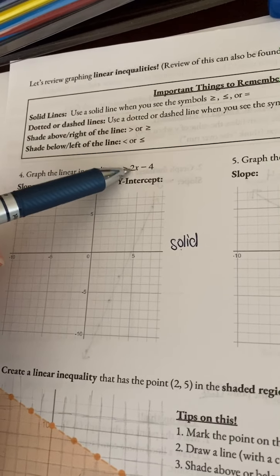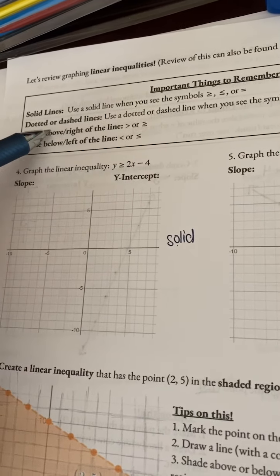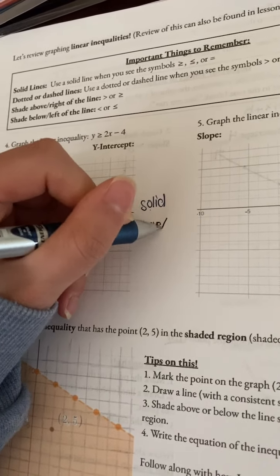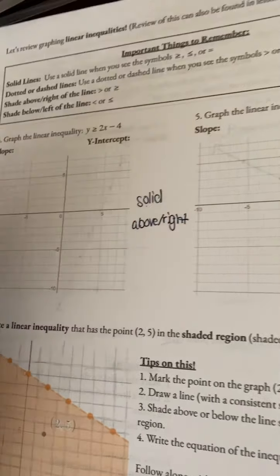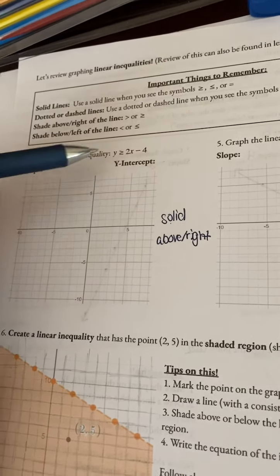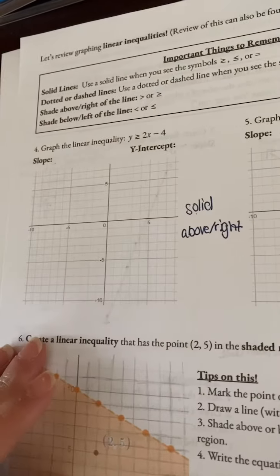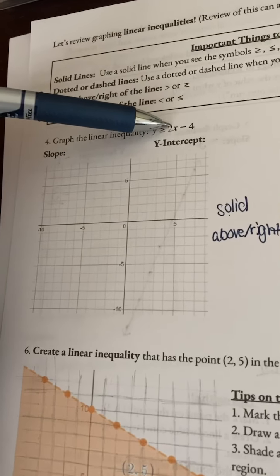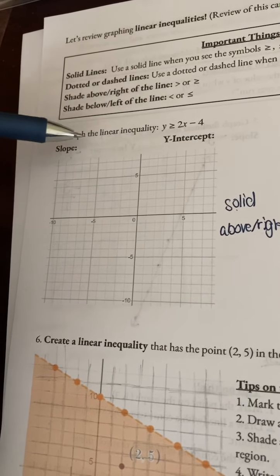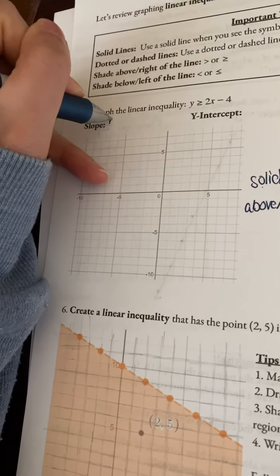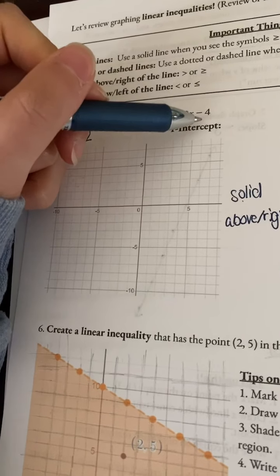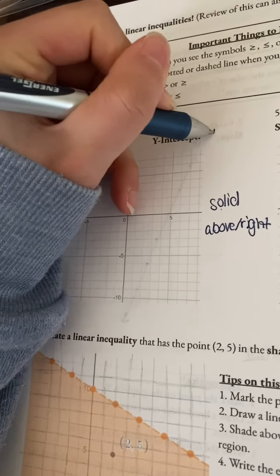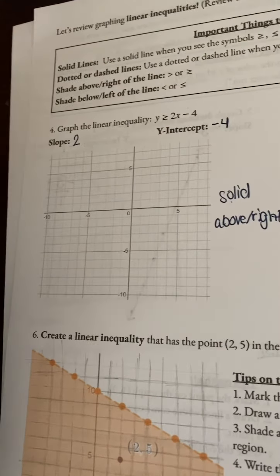So since I have greater than or equal to, I know that I'm going to shade above or to the right. So I'm also going to write that down just to remind myself that that's the type of line that I should be using. So now once again, I'm graphing it just the same way that I was before. I can see that my slope here is 2. So where there's a spot that says slope, I'm going to write 2. And my y-intercept is this -4. So I'm going to indicate that there as well.